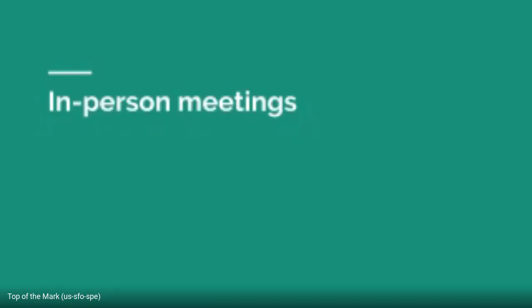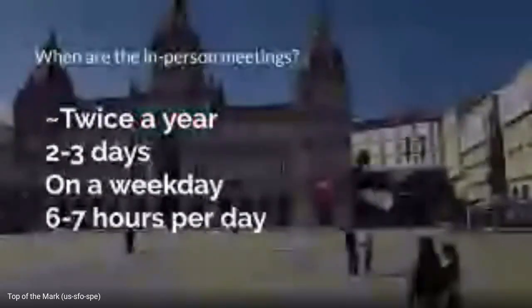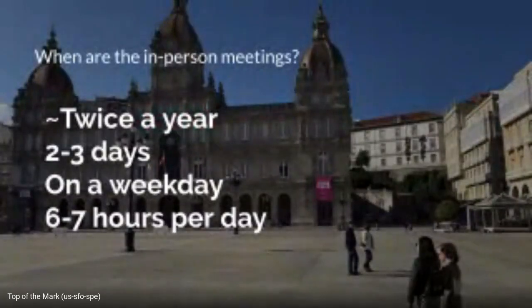All right, in-person meetings. Let's talk about how those work. When are they? Like I said, we try and do twice a year, although you saw that sometimes it's 4 times a year, sometimes it's once, like this year. They're 2 to 3 days. So they're pretty long days, 6 to 7 hours per day. And it is always on a weekday. We don't want people burning their weekends for these meetings. You get to take your work time.